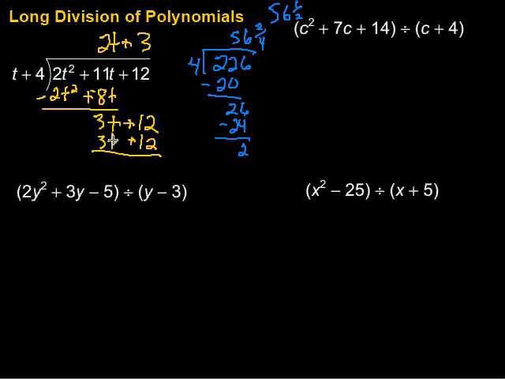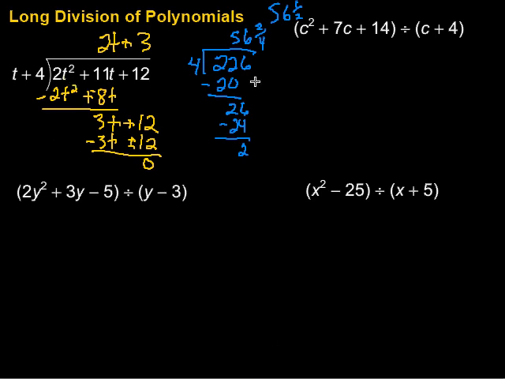Then, again, I'm going to distribute the negative through because I have to subtract. And then we add: 3t minus 3t is 0. 12 minus 12 is 0. So in this case, there's no remainder, and our quotient is 2t plus 3. Okay, let's take a look at this next one down here. Actually, let's hop over here first.